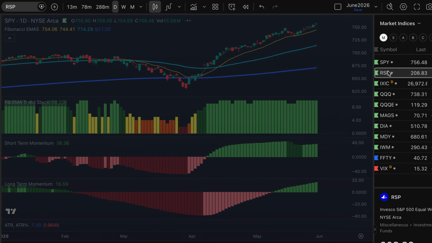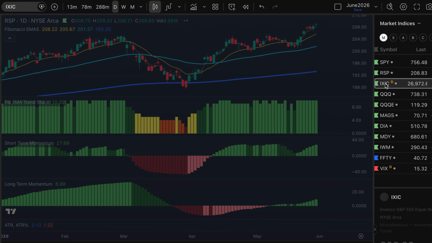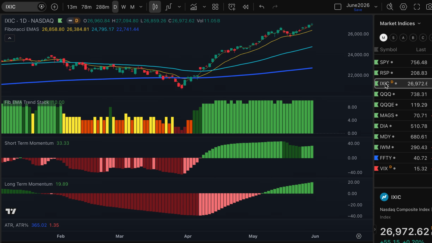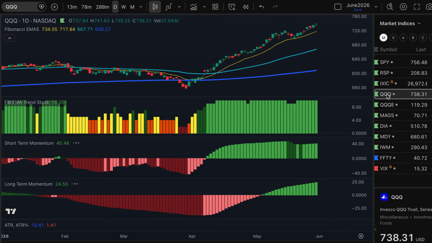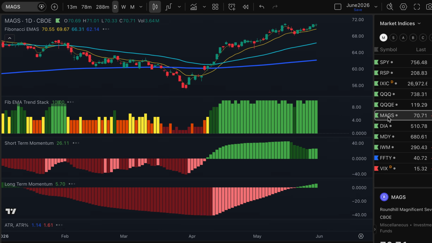If we look at the equal weight S&P 500 RSP, very similar, and so we do have good market breadth. And then if we look at the NASDAQ composite, very similar. The NASDAQ 100 QQQ, very similar. Equal weight NASDAQ 100, very similar. And I've added the Mag 7 so we can keep track of the ultra large cap stocks. Magnificent 7 also 10 out of 10 on the trend. Bright green for short and long-term momentum.